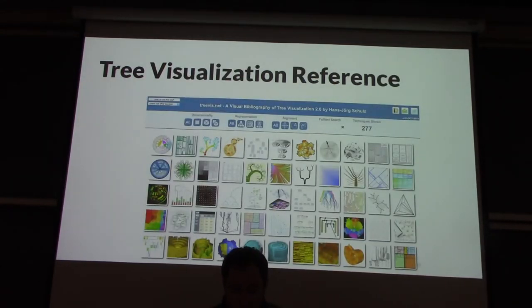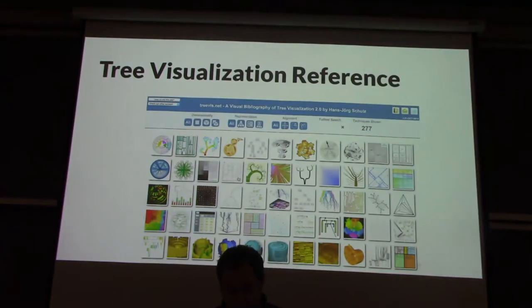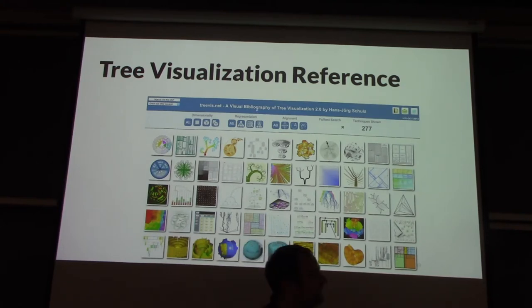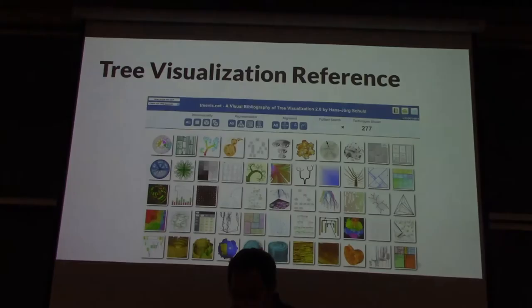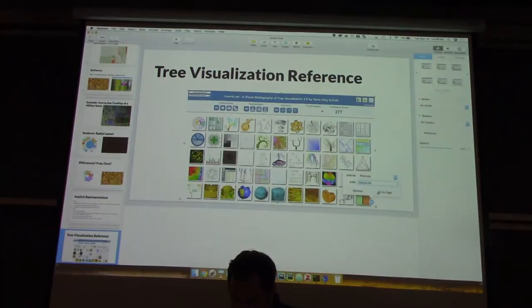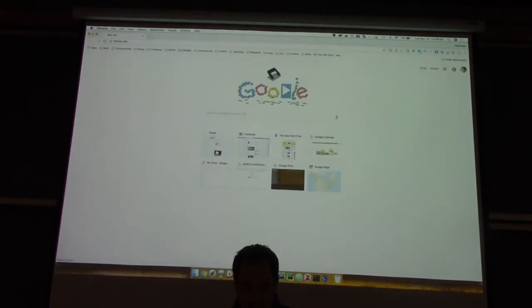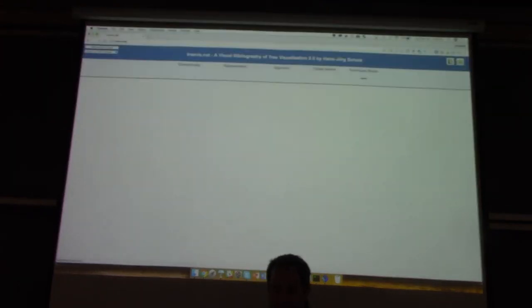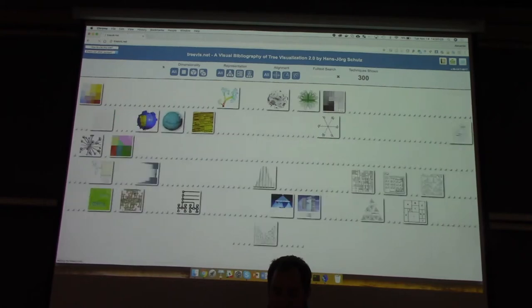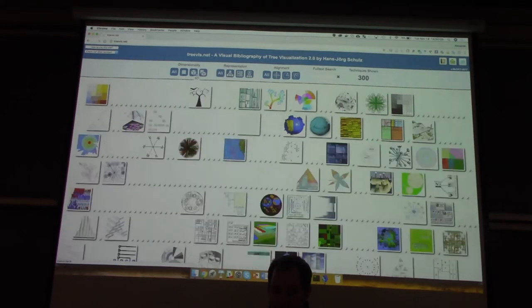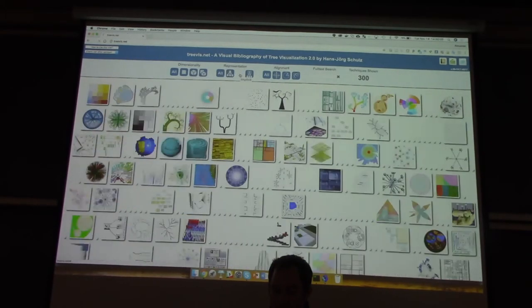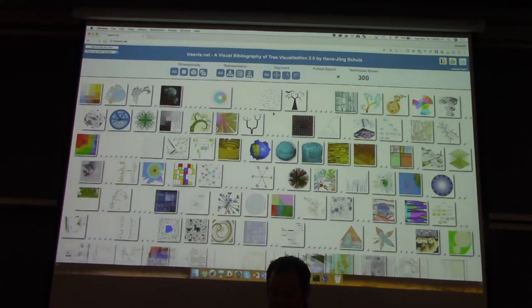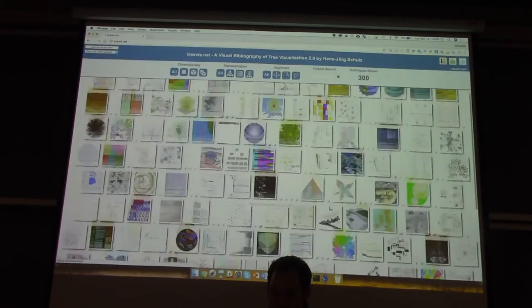There is a website that I want to recommend to you that has the goal of cataloging every existing tree visualization technique out there. You can go to this website. It's treevis.net. And then you can find, based on a design space of whether it's 2D, 3D, or hybrid, whether it's explicit, implicit, or hybrid, and so on. And then you can look at all of these different visualization techniques.